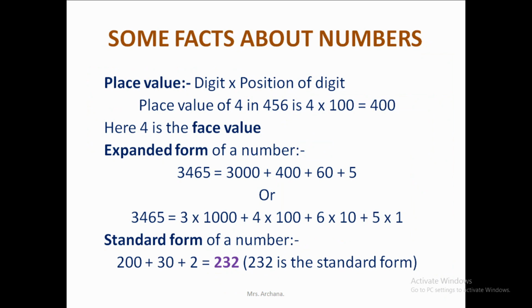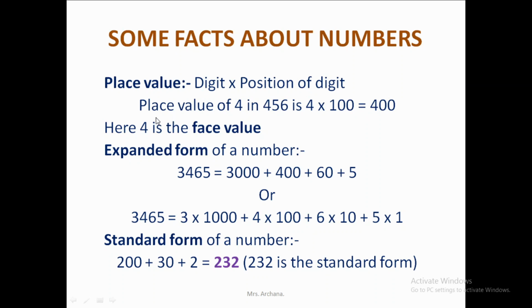Now here we are going to learn some facts about numbers. That is place value, face value, expanded form and standard form. First we will see what is place value. How will we calculate the place value? The place value we will calculate with this formula. What is this? The digit. Digit means the one whose place value you are going to calculate, and the position of that digit.